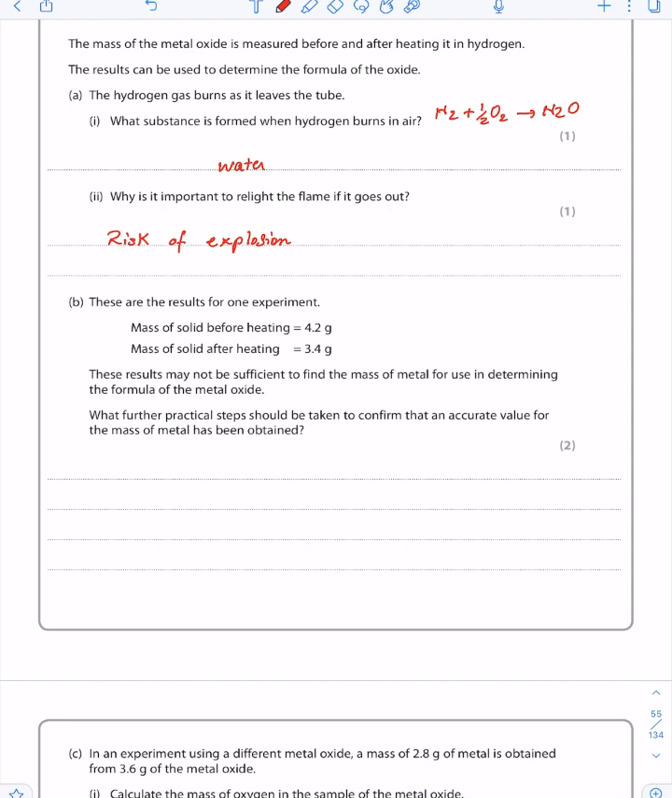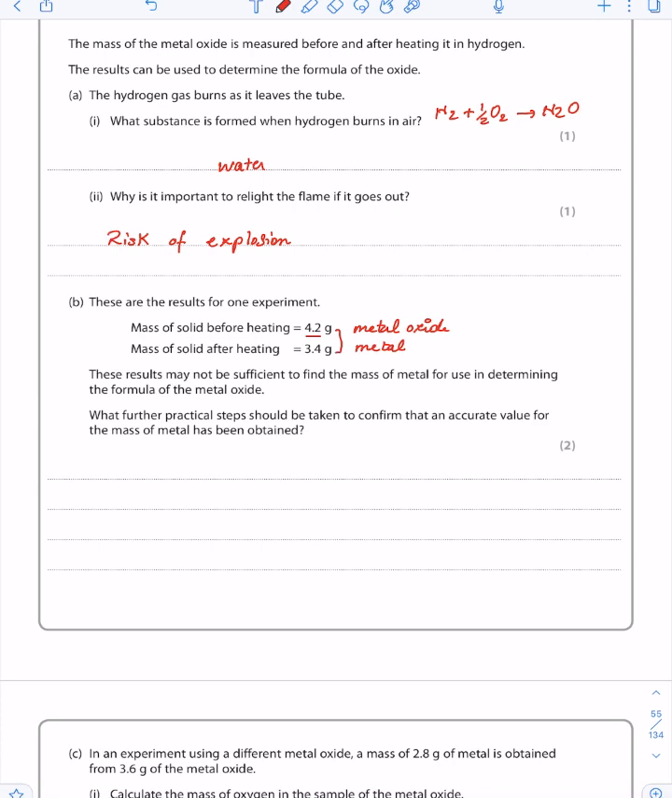These are the results from one experiment. The mass of the solid before heating is 4.2, which is the mass of the metal oxide. The mass of solid after heating is the mass of the metal without the oxygen. The difference should be the mass of the oxygen.